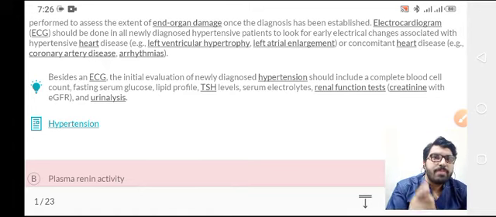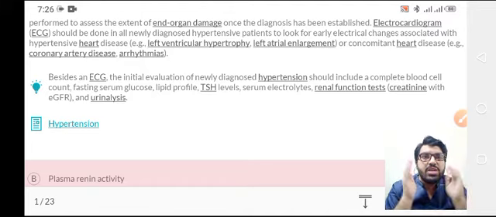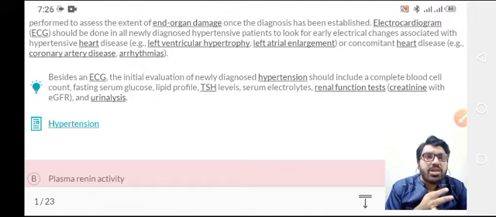So this was a basic message. What investigations would you like to do in case of a newly diagnosed hypertension or an already known case of hypertension?